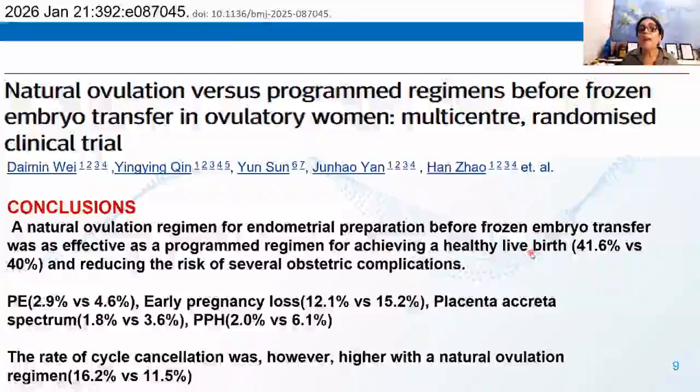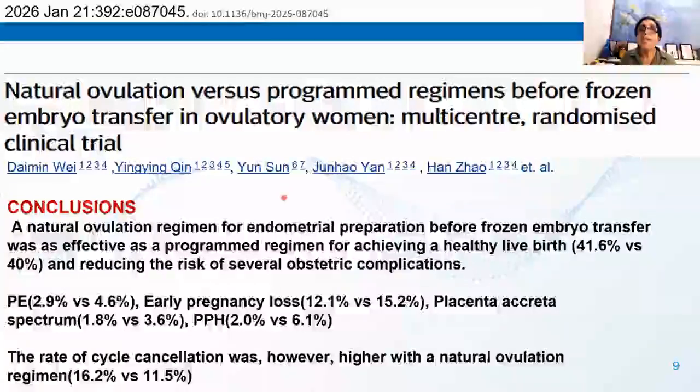That is, the live birth rate was similar, but in cases of natural ovulation regime, it reduced the risk of several obstetric complications. And again, what were these obstetric complications? Preeclampsia, early pregnancy loss, placenta accreta spectrum, and postpartum hemorrhage. The rate of cycle cancellation, as we all know, is higher with a natural ovulation regime. That was 16% versus 11%. So this is the only RCT which is available till now. Other RCTs are recruiting, the results are not there.